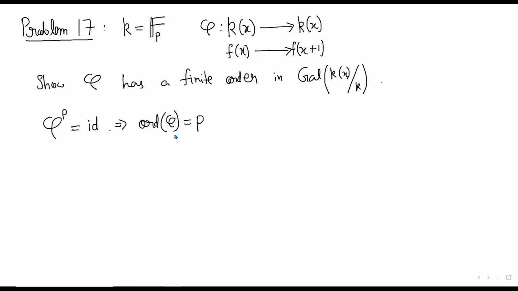But the main question is: find a U so that Ku is the fixed field of phi. Determine the minimal polynomial over Ku of x and find all the roots of this minimal polynomial. Right.